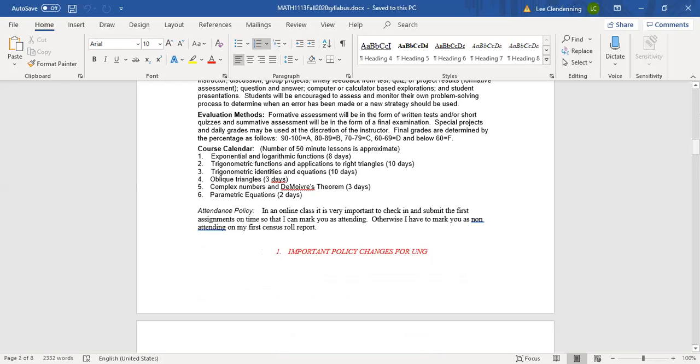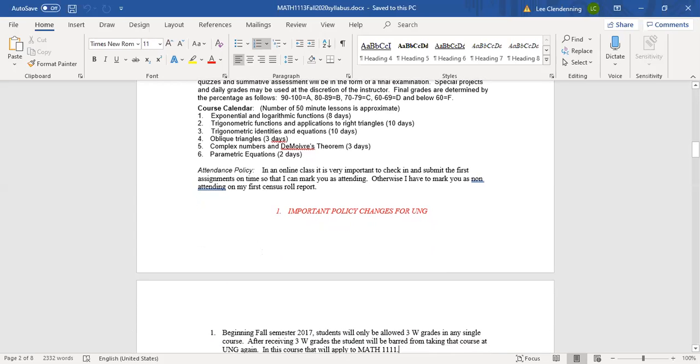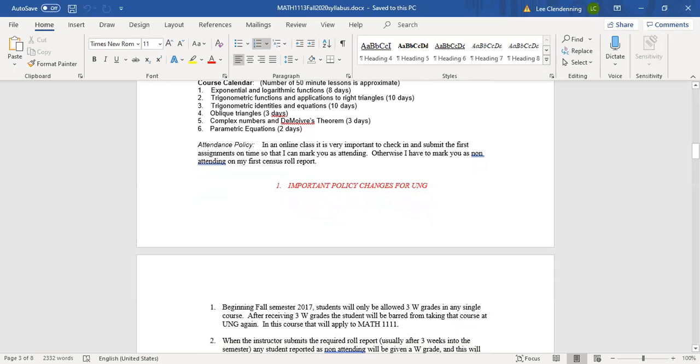Course calendar, we start with chapter 4, which is a repeat from Math 1111, logs and exponentials. And it's policy, very important to check in and submit the first assignments on time. Those first two assignments are going to be, first one, syllabus quiz. When you answer the syllabus quiz, I will mark that as an attendance event. And you need to post to a discussion group. That's under discussions in D2L. I don't care what you post. I really don't pay any attention to discussions, but I will be looking for your email address. If you just log in, leave your email, I will mark you as attending.